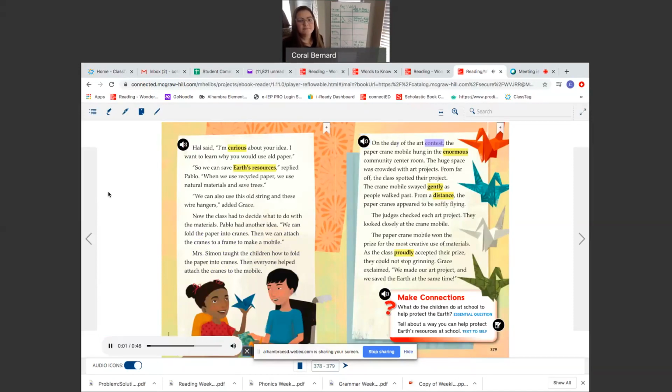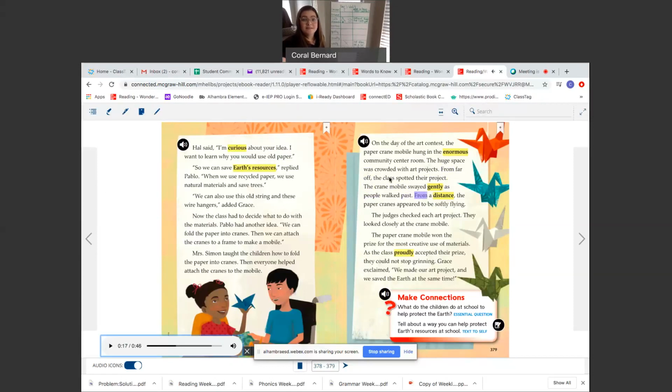On the day of the art contest, the paper crane mobile hung in the enormous community center room. The huge space was crowded with art projects. From far off, the class spotted their project. The crane mobile swayed gently as people walked past.